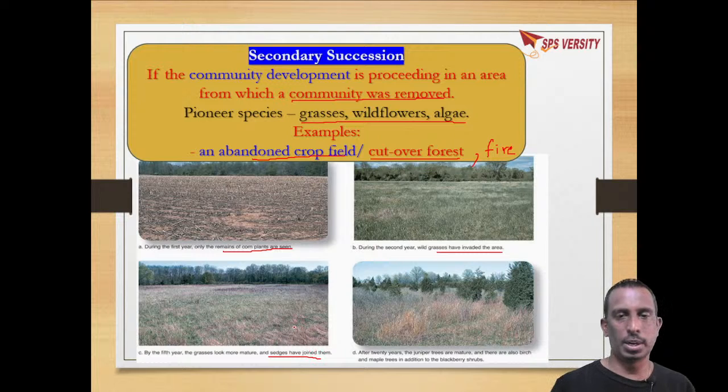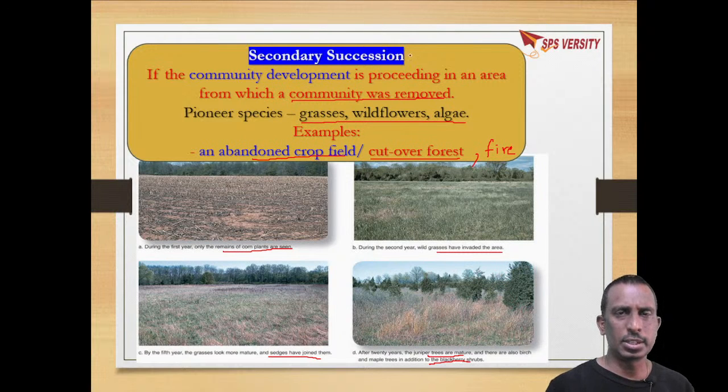And by 20 years, you can see the juniper trees are mature and there are also beech and maple trees, in addition to blackberry shrubs. So initially it looks like this. Gradually the grasses, the pioneer species, next the sedges, the shrubs, the trees, which are the final climax community.